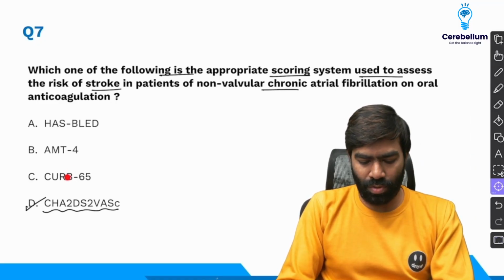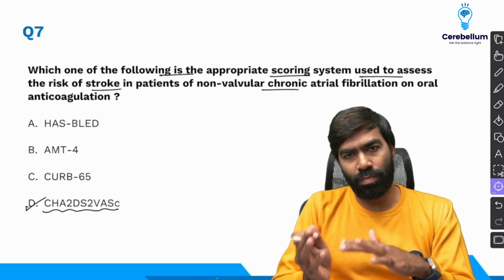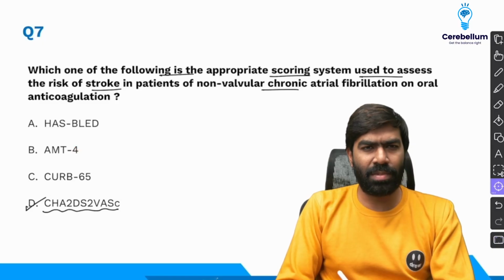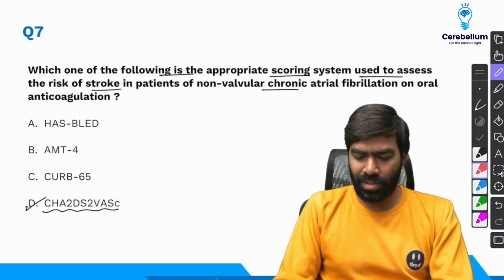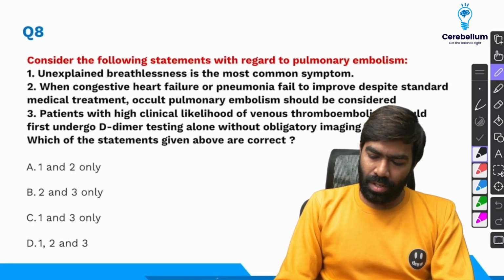CURB-65 score is used for pneumonia, especially community-acquired pneumonia. HAS-BLED score is used to assess the risk of bleeding in patients who are receiving anticoagulation for atrial fibrillation. And AMT is abbreviated mental test score. This is not related to atrial fibrillation, at least in this question. Going to question number 8.